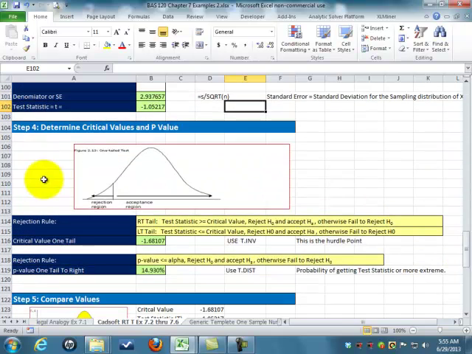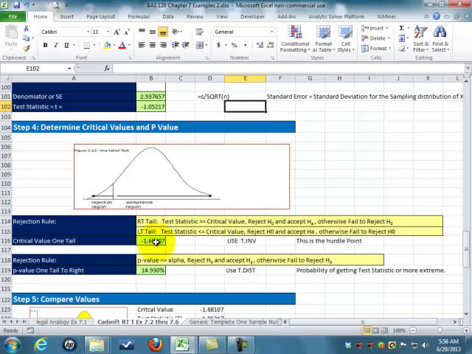Now, step 4, we need to determine if that test statistic is far enough away from the mean for us to conclude that we can reject the null hypothesis. So a little diagram here for a left tail. If it's over in here, we'll reject. If it's over in here, we'll accept. Now we know our test statistic is negative 1.05, so that's somewhere over here, but we don't know exactly where. All right, so for a left tail, if our test statistic is less than this, we'll reject.